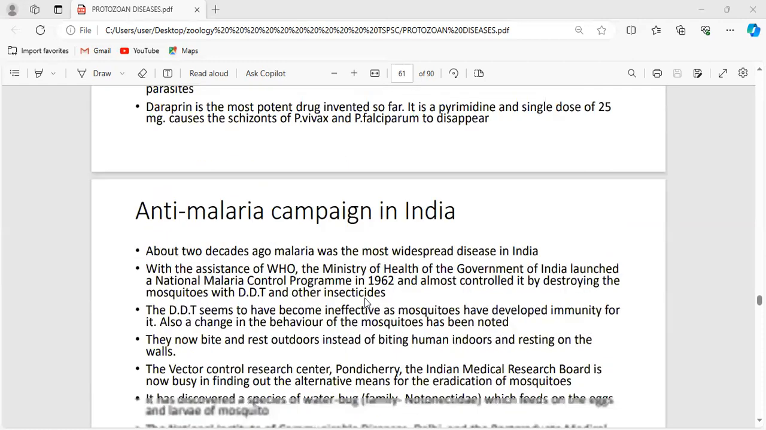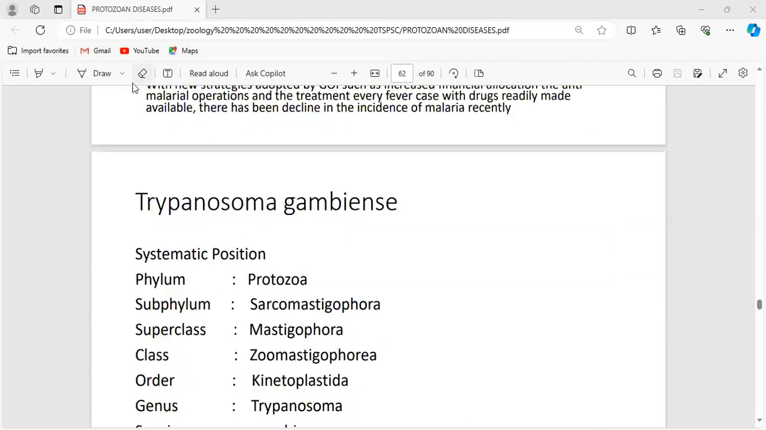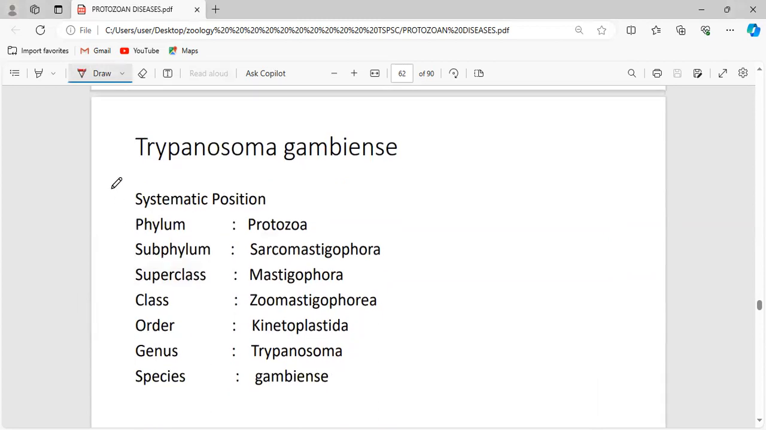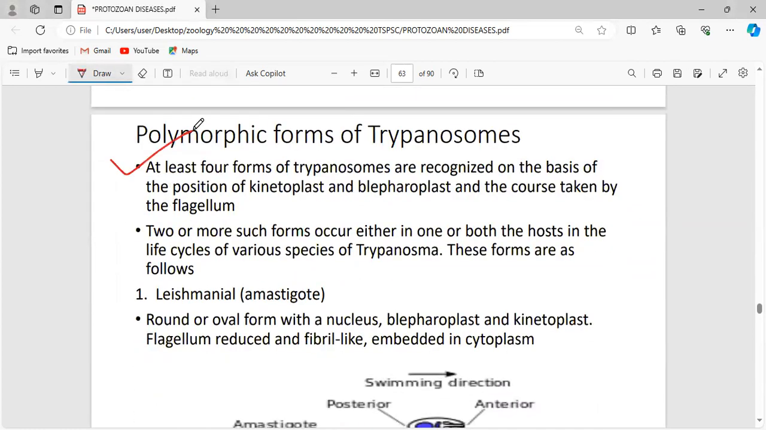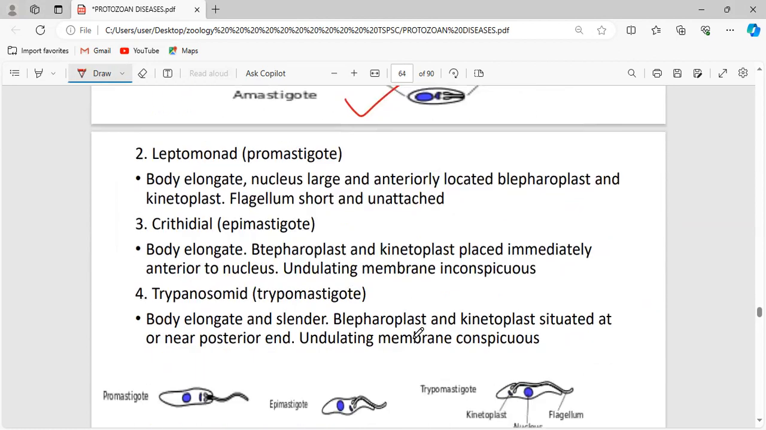And we have started Trypanosoma gambiense, and we'll finish some of its important things. Systematic position, and there are different forms of trypanosomes, polymorphic forms. That is like Leishmania. You have to remember the other names of these different forms, like amastigote, and the important unique characteristic features of each form. Just remember the picture. If you remember the picture, it is very easy for you to remember the characteristic features of every form, right?